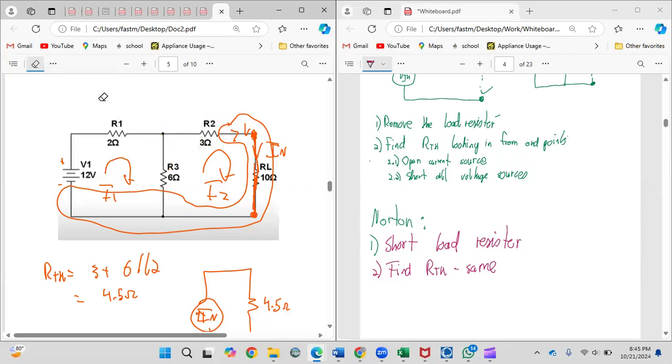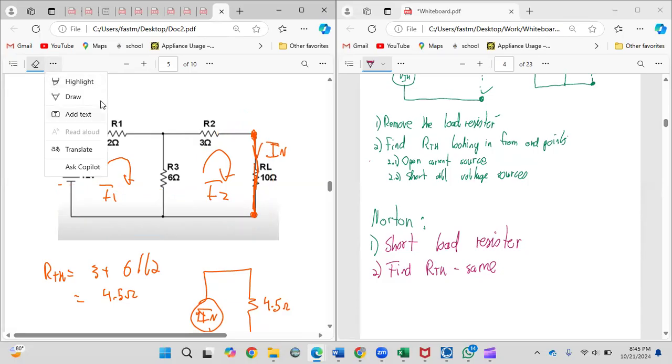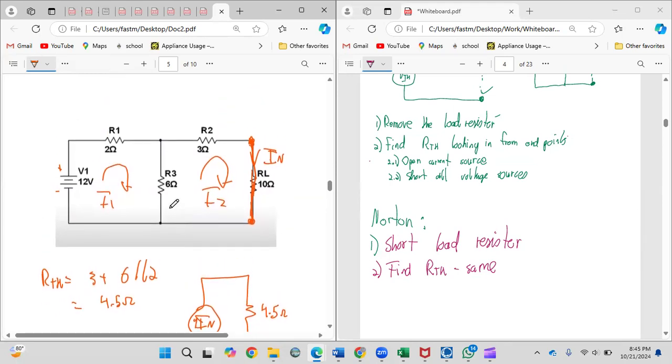But anyway, we use loop because I want current, and if I find what I2 is, it will be the same as IN because it's literally going in the same direction. So we see the thought process. So I'll do it up here.